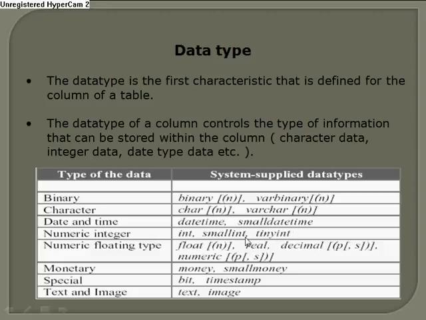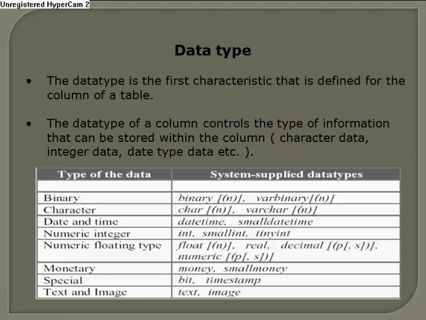Int, small int, and tiny int all have different ranges or sizes. Generally int is 4 bytes, small int is for 2 bytes, and tiny int is for 1 byte. And numerical floating point, if we want to store point values, then we can use this data type. There is also a money data type, money and small money, which is generally used to store money data.